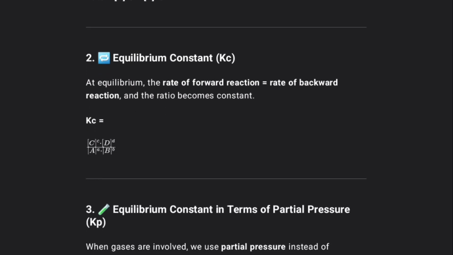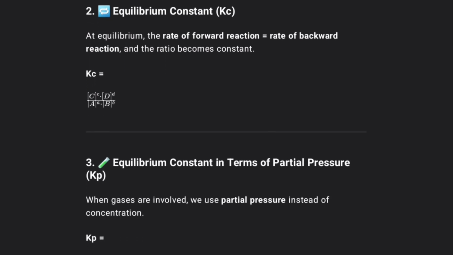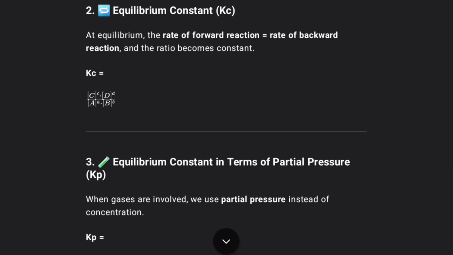2. Equilibrium constant Kc. At equilibrium, the rate of forward reaction equals the rate of backward reaction, and the ratio becomes constant. Kc equals [C][D] divided by [A][B], where square brackets represent concentration in mole per liter.